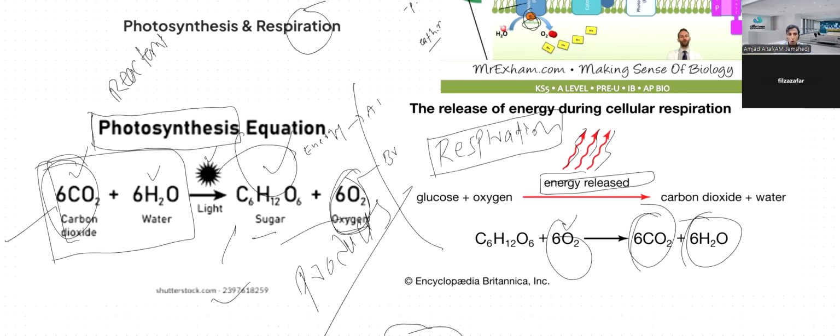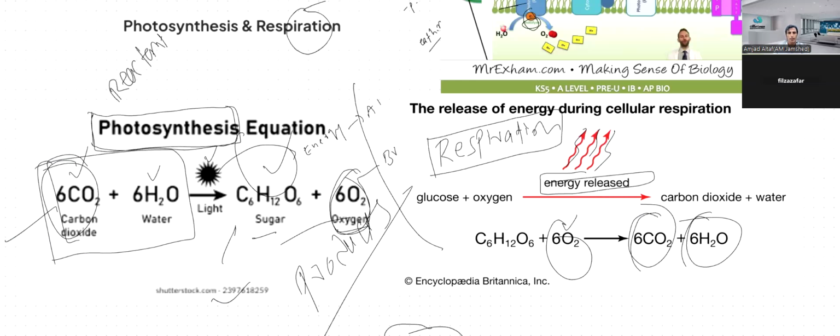The product of photosynthesis is the reactant of respiration, right? And the reactants of respiration are the products of photosynthesis. This is how you can say it. Getting it? Yep. So photosynthesis is carried out in plants.